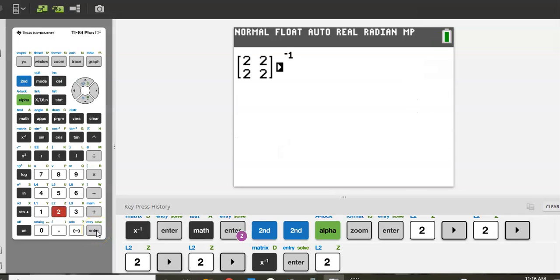So because the determinant multiplies slanty-wise from the top left to the bottom right, and then subtracts the product of the bottom left to the top right, 2 times 2 minus 2 times 2, this one has no inverse. It will not work. Its determinant was 0. So that's a clue. That's a special little property of matrices that I think is kind of cool.